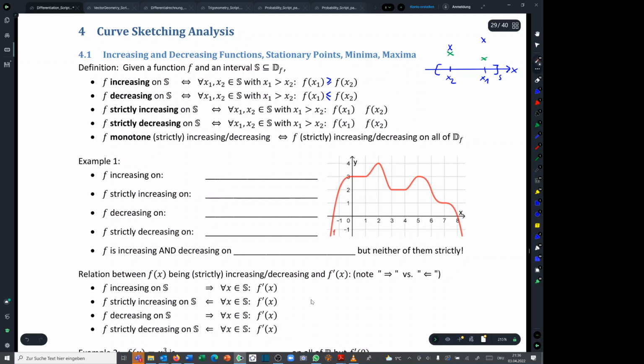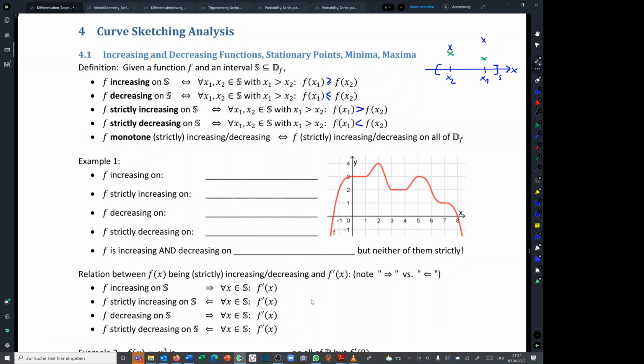Then we add now the term strictly, so we can say f is strictly increasing on the interval, then f of x1 has really to be larger than f of x2, it can't be the same. If it's strictly decreasing, it has to be smaller, it can't be equal. And a last important definition is we say f is monotone, increasing or decreasing, or monotone, strictly increasing, decreasing, if this applies on all of the domain.